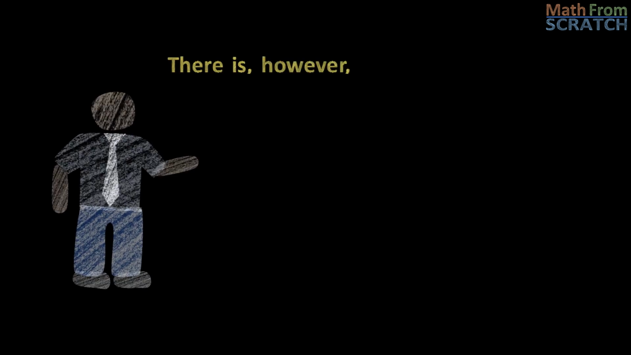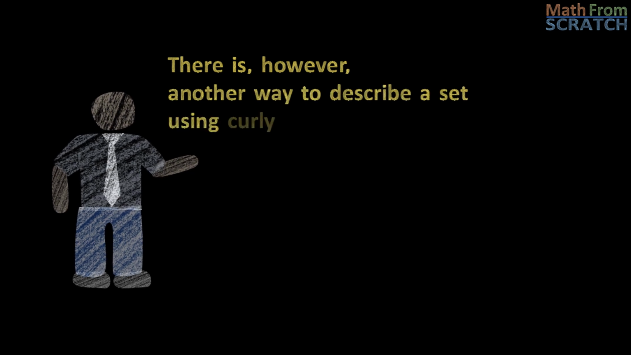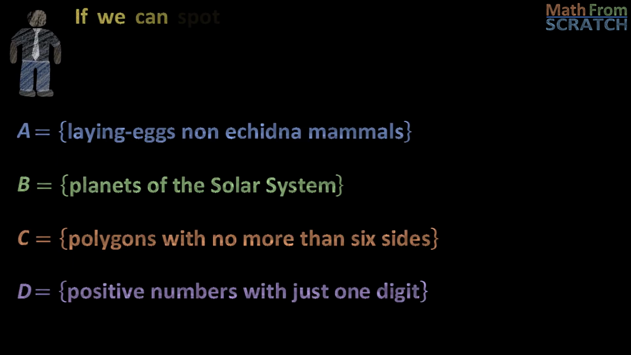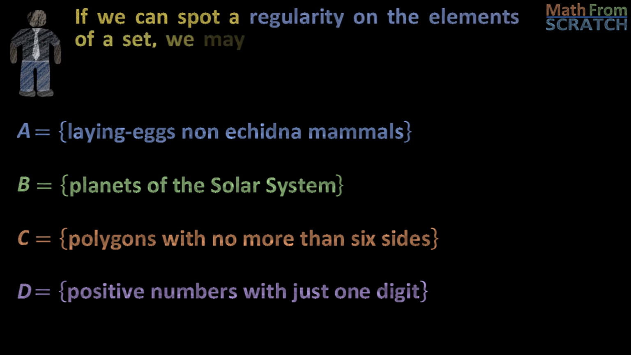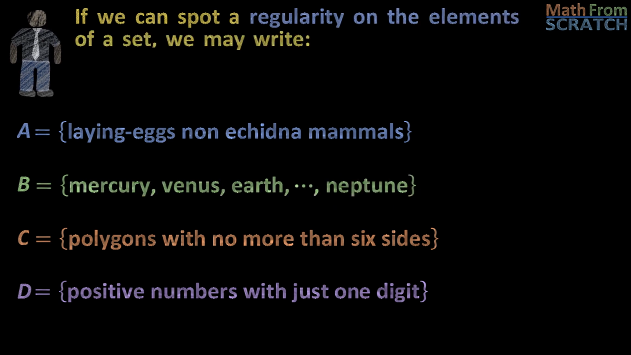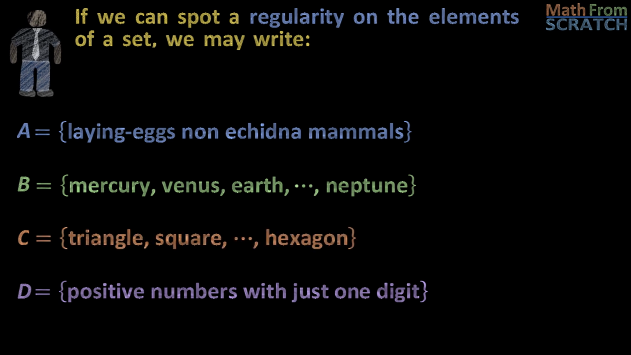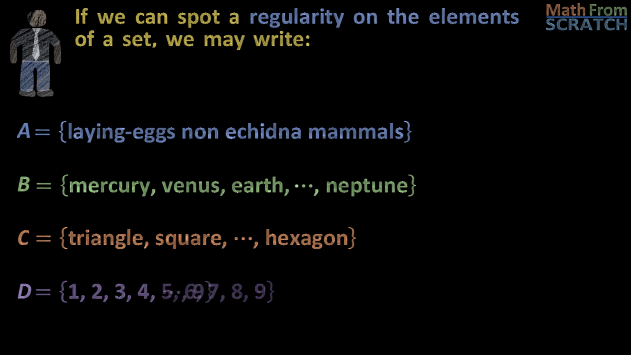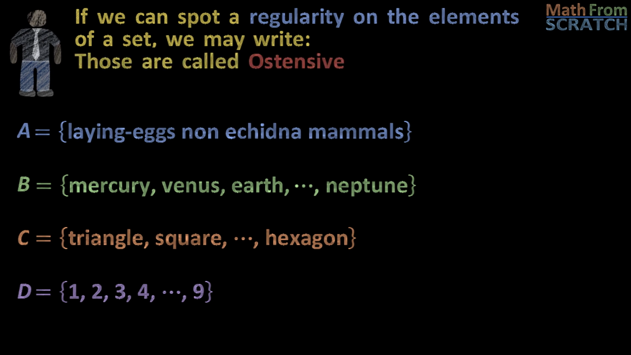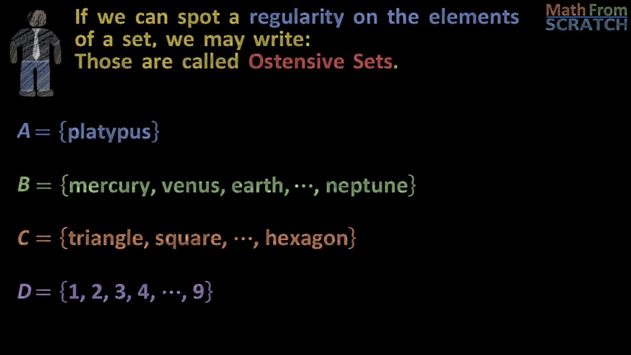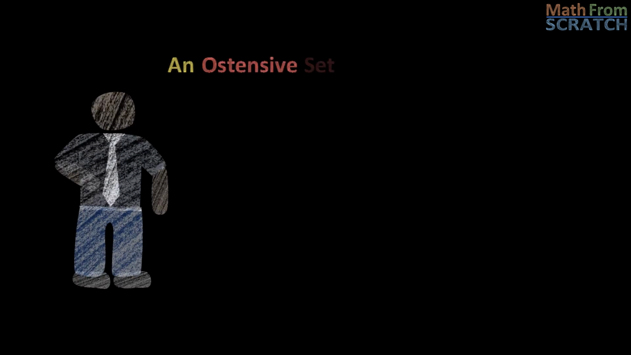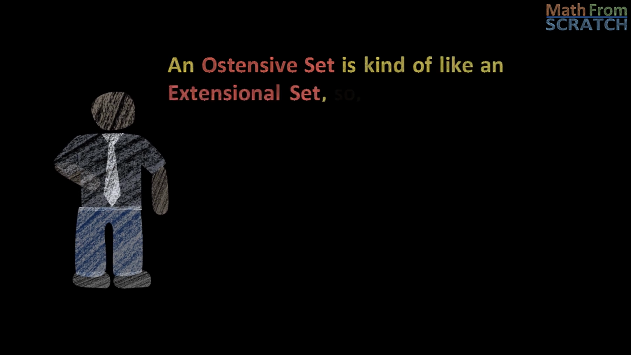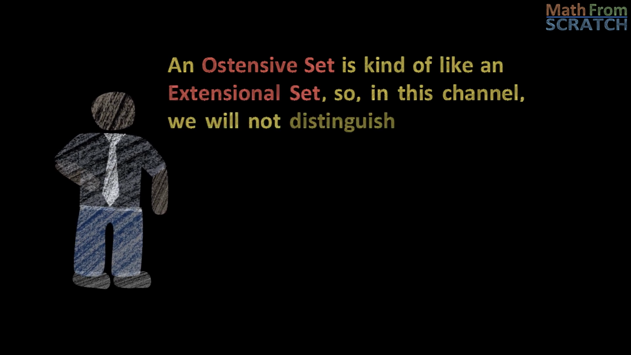There is, however, another way to describe a set, using curly brackets. If we can spot a regularity on the elements of a set, we may write B as the set with Mercury, Venus, Earth, through Neptune, C as the set with a triangle, a square, until a hexagon, and D as the set with the numbers 1, 2, 3, 4, through 9. Those are called ostensive sets. The set A only has the platypus, so there's no regularity to spot. An ostensive set is kind of like an extensional set, so, in this channel, we will not distinguish them.